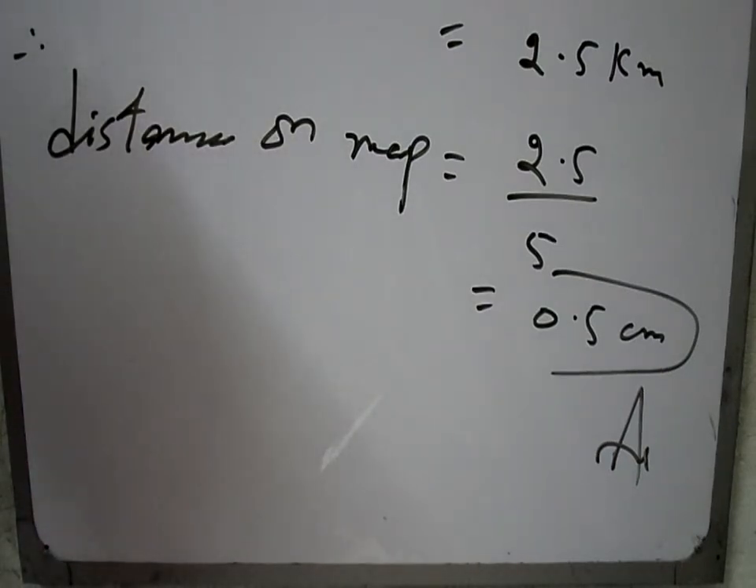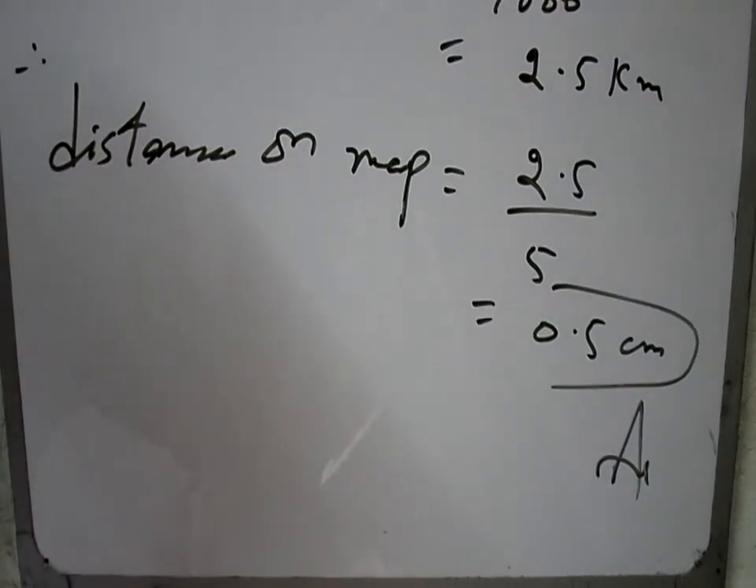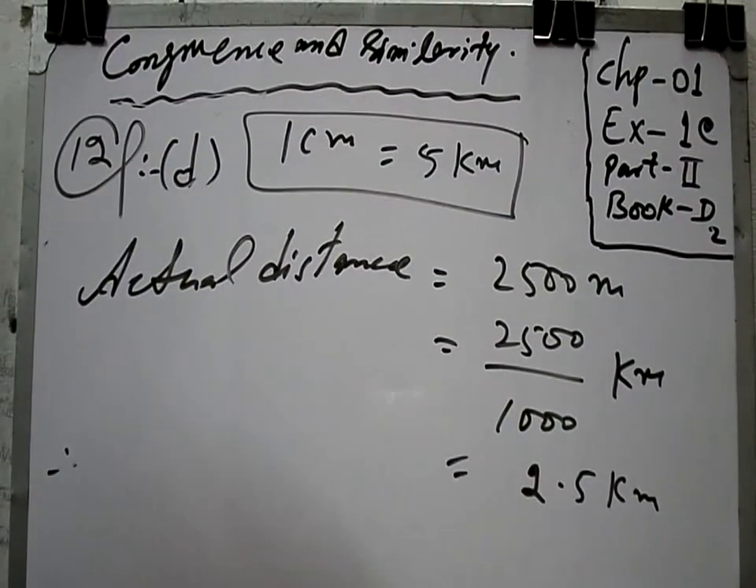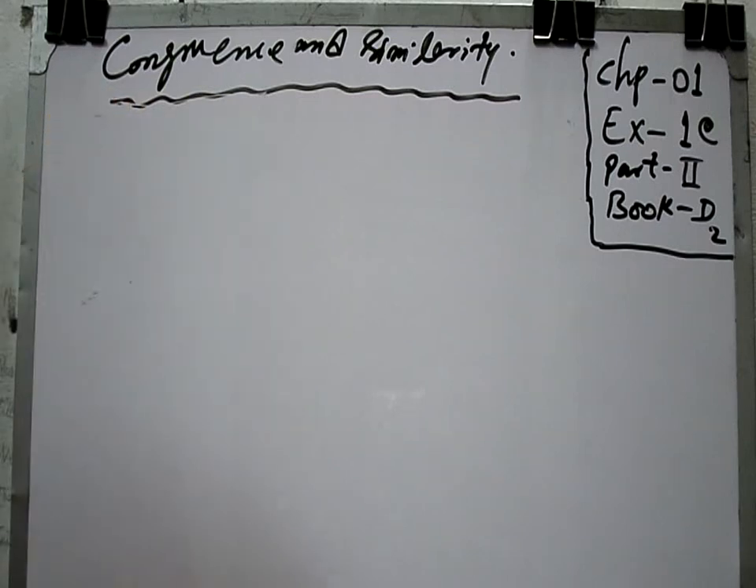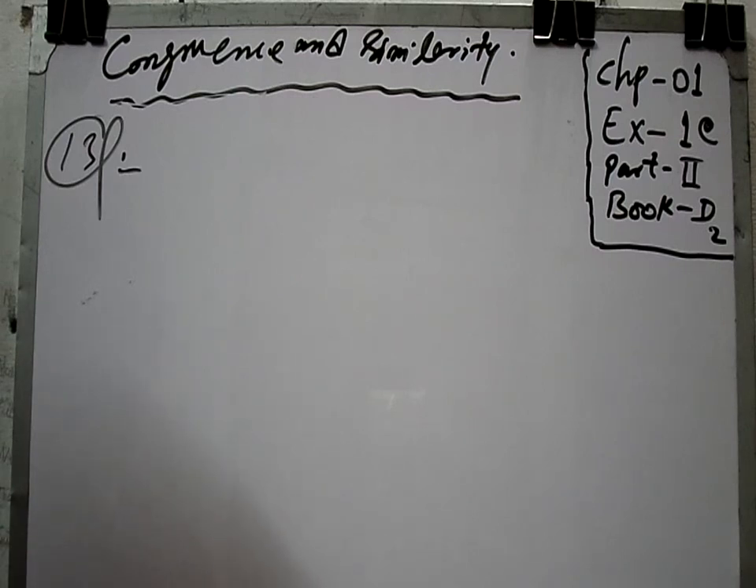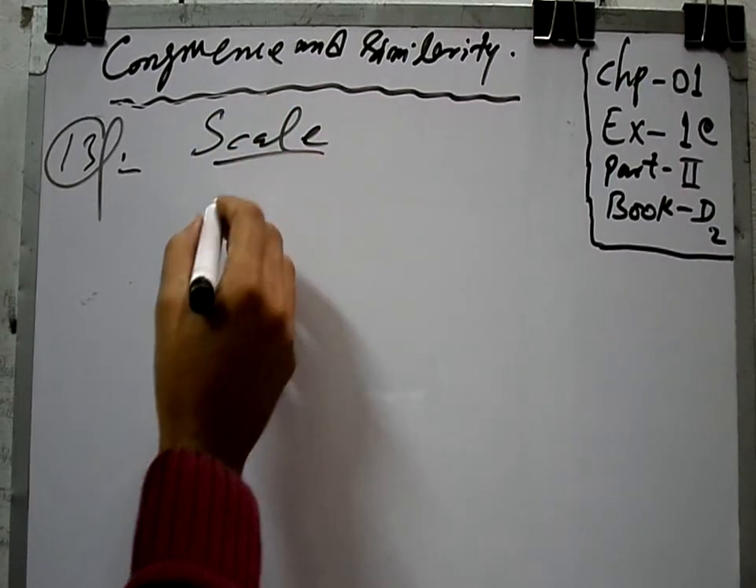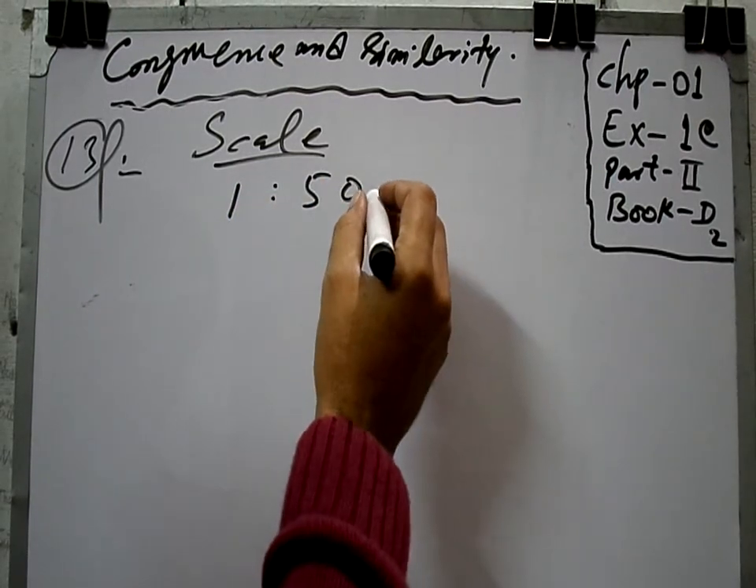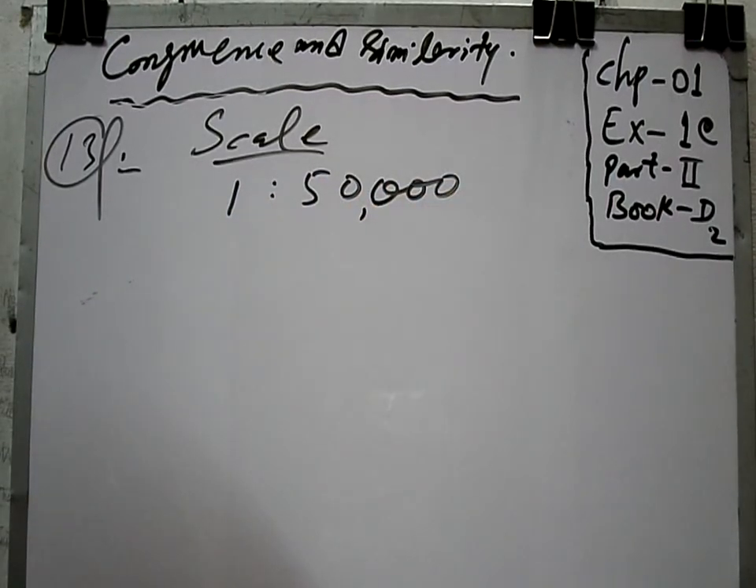Now coming to the question number 13. In question number 13, read the statement. A map is drawn to scale 1:50,000. Okay, scale is 1:50,000. So in A part, what is the actual distance represented by 2 centimeters, 7.5 centimeter, 0.6 centimeter and 26 centimeters. So 4 parts given to us in A portion in question number 13.